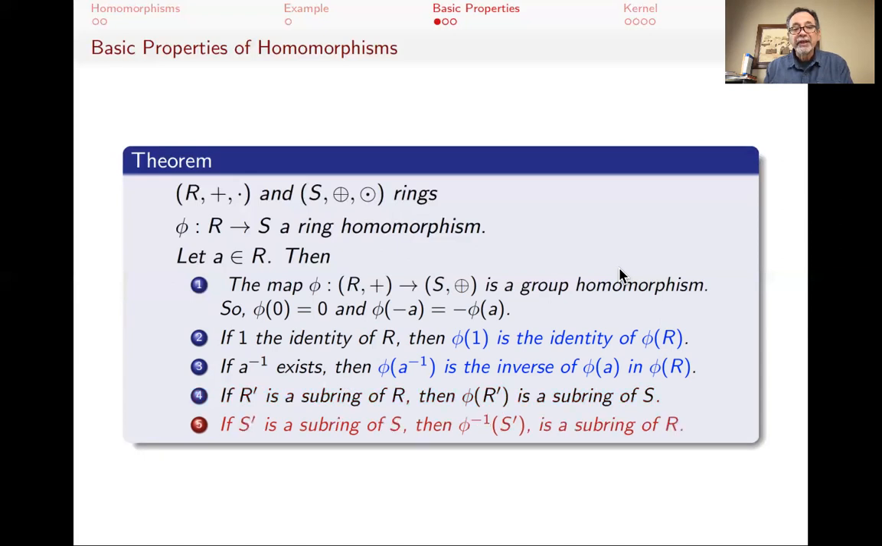And vice versa, if you have a subring of the codomain and you look at phi inverse of that, phi inverse of that, as I've said previously, does not mean that phi has an inverse. For phi to have an inverse, it would have to be a one-to-one onto map. But phi inverse of S prime is defined regardless of whether or not phi has an inverse. Phi inverse of S prime means those elements of R that get mapped into S prime. So you just say, okay, here are the elements of S prime. What are the elements that map into it? And those will be a subring of R, of the domain.